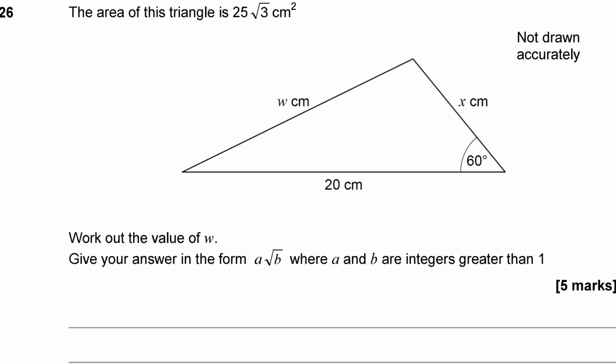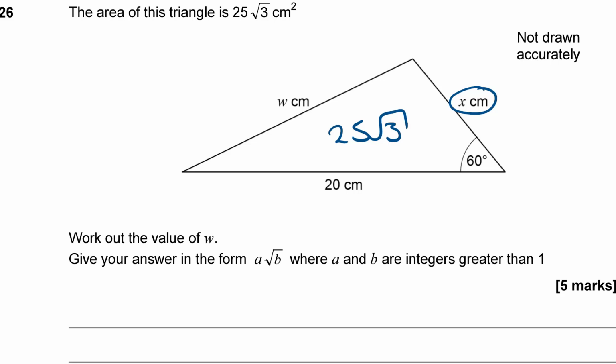So the area of this triangle is 25 root 3. So we know that the middle of this is 25 root 3 centimeters squared. Okay. Now, we're going to be using trigonometry here, and we're going to be using it twice. Firstly, so I can find my value of x, and then once I've found x, I can go on to find the value of w using the cosine rule.